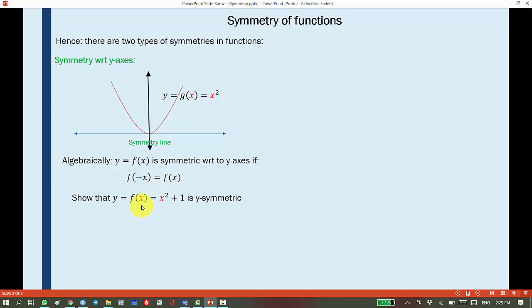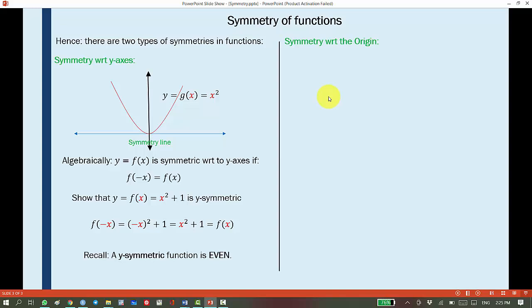For instance, we can check whether the function y equals x squared plus 1 is y symmetric. For that, we find f of minus x, that is, we substitute x with minus x. As a result, we get minus x all squared plus 1, which is x squared plus 1, which is the same as f of x. Therefore, this function is y symmetric. Recall that a y symmetric function is even.